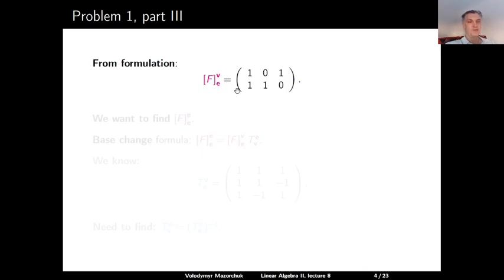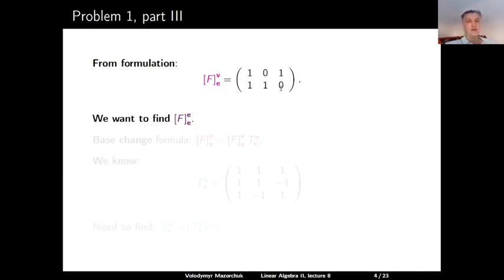Directly from the formulation, if we fix the basis V in R3 and the standard basis E in R2, then the matrix of F in these bases will be the matrix which we read column-wise (1, 1), (0, 1), (1, 0). This is because by the formulation (1, 1) is the image of V1, (0, 1) is the image of V2, and (1, 0) is the image of V3. So we know the matrix of F in these bases, but we need to determine it in the standard basis.